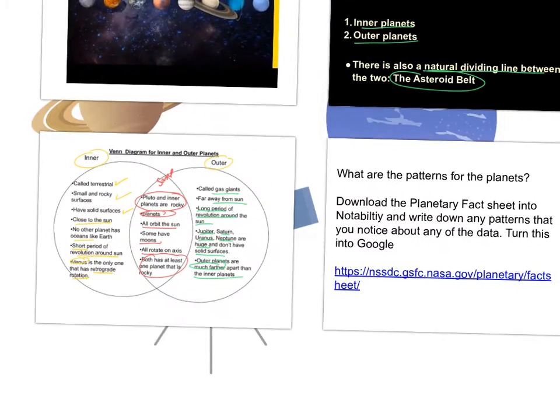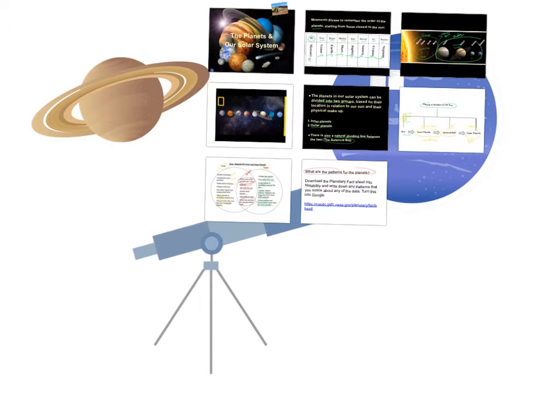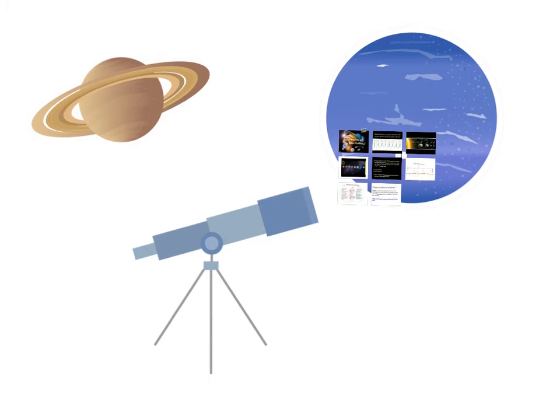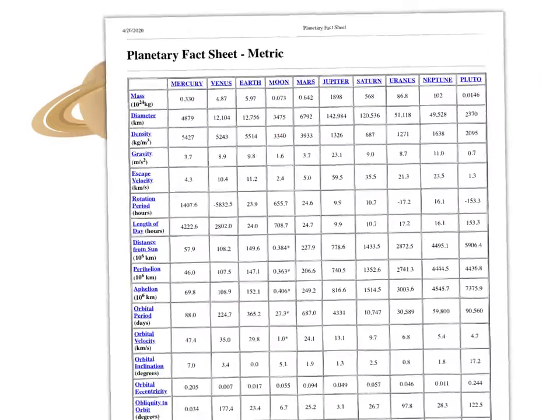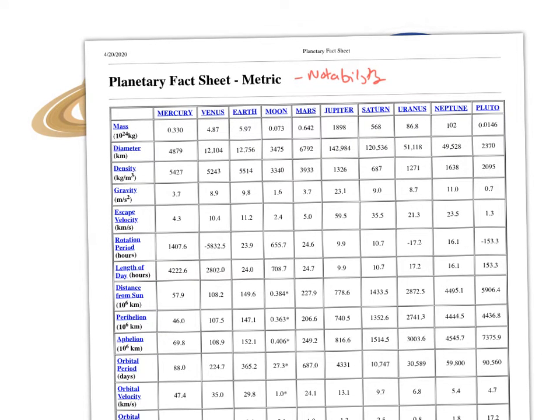Okay. Now, what you're going to do is there's a PDF you're going to download, and you're going to be looking at the patterns of the planets. And I'm going to get you started on how to do that. Now, you have downloaded what's called a planetary fact sheet, and I want you to upload this into Notability, and you're going to mark all over it.